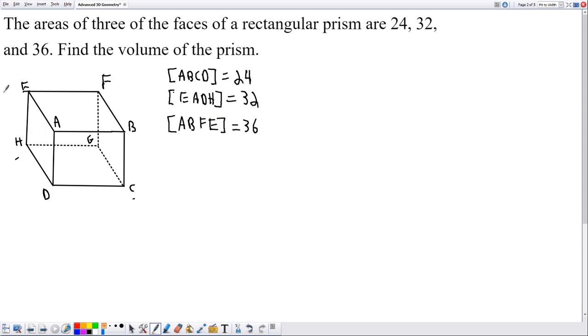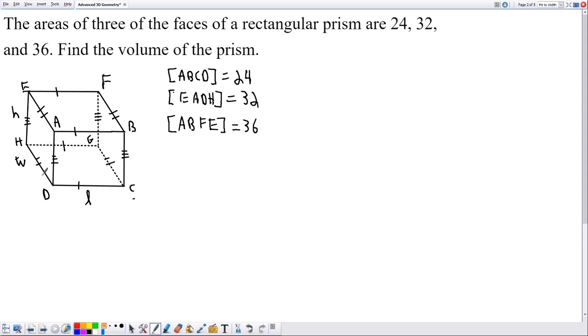Now, why is this important? Well, because all these areas are composed of different things. For example, I could say DC is the length of this prism, which means that DC, AB, EF, and HG all have the same value, L. Then I could say that HD is the width of the prism, which would imply that HD, GC, FB, and EA all have the same measure, because they would all be the width. And lastly, EH would be the height, lowercase h, which would be the same for FG, BC, and AD.